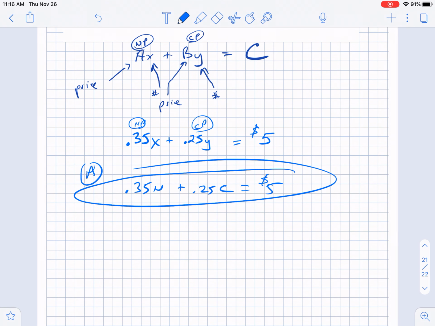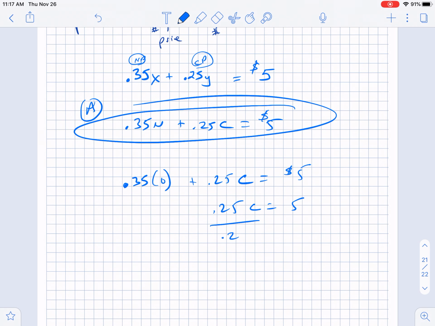Okay, so if I say N equals 0, I buy no nylon picks, I wind up getting 25 C equals $5. Well, there's no nylon picks, so I get 25 C equals $5. I divide both sides by 25 cents. And C equals 5 divided by 0.25 equals 20 picks. And that makes sense, right? 20 times 25 cents is $5.